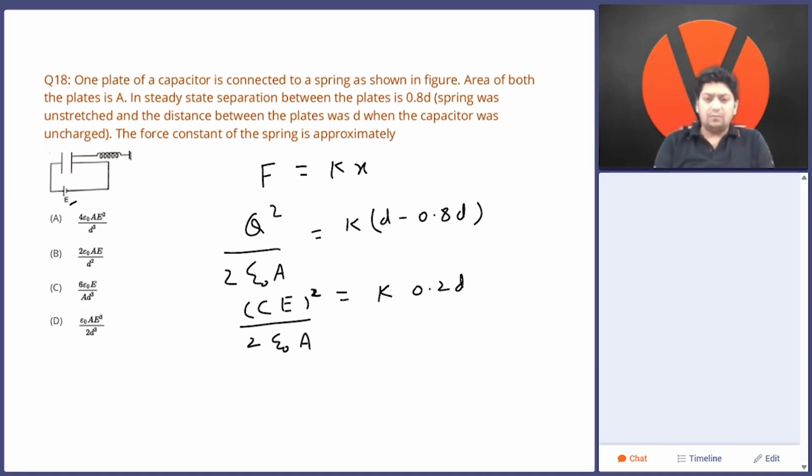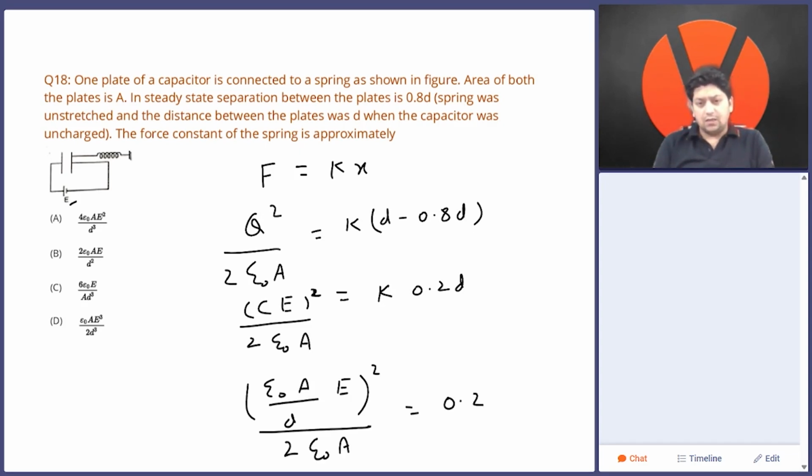Now, further, the capacitance will be nothing but epsilon naught A by D into E square by 2 epsilon naught A into 0.2 KD, right? Okay, but the distance between the plates is 0.8 D. So 0.8 D over here we have to put. Okay, so capacitance is put, E is there, 2 epsilon naught A 0.2 KD, right?